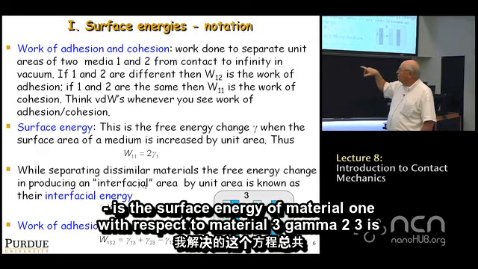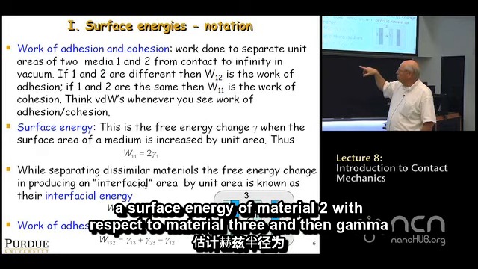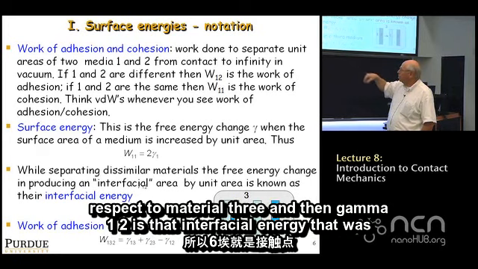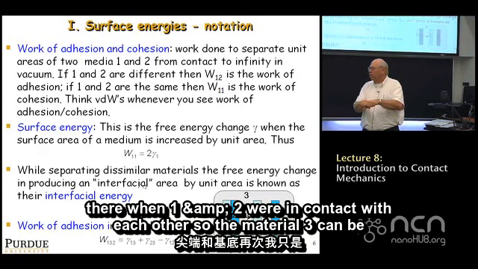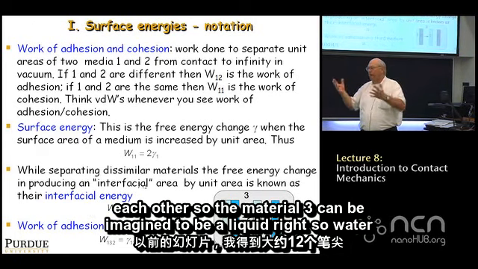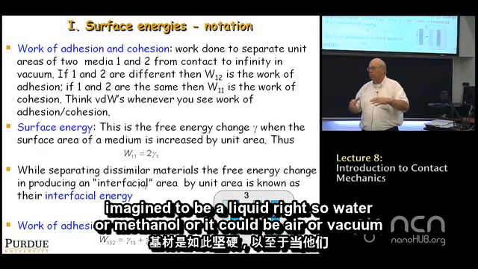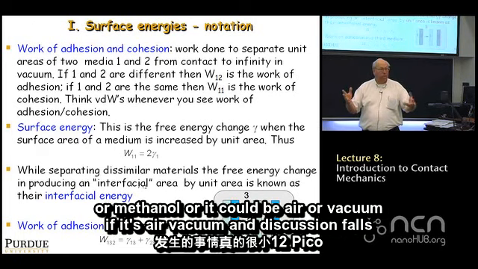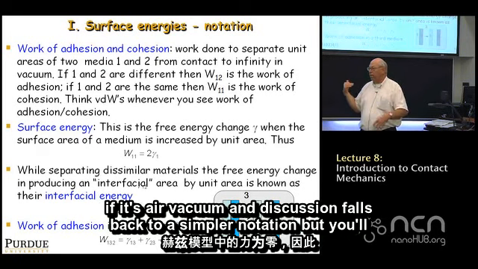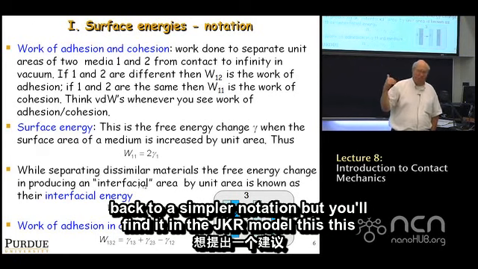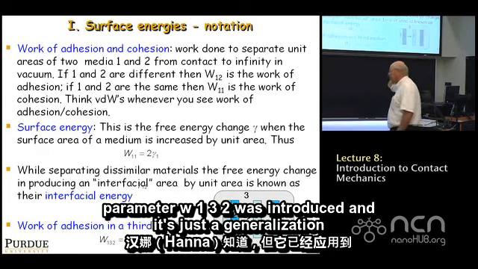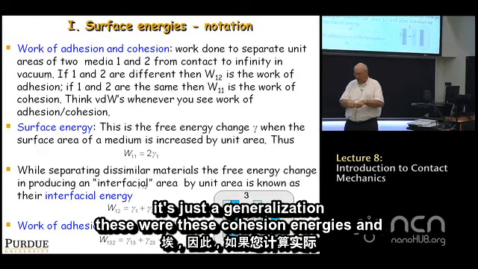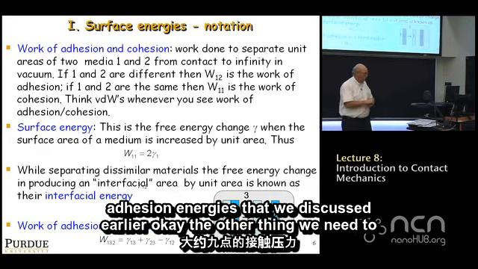Gamma 23 is the surface energy of material 2 with respect to material 3. And then gamma 12 is that interfacial energy that was there when 1 and 2 were in contact with each other. So material 3 can be imagined to be a liquid, right? So water or methanol, or it could be air or vacuum. If it's air or vacuum, then the discussion falls back to a simpler notation. But you'll find in the JKR model, this parameter W132 is introduced, and it's just a generalization of these cohesion energies and adhesion energies that we discussed earlier.